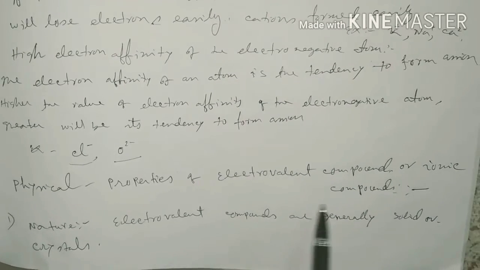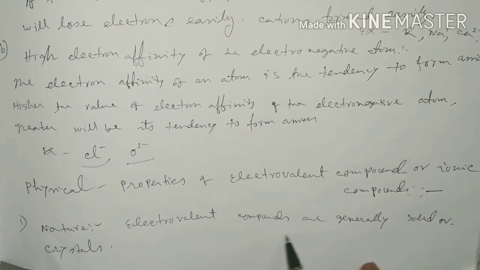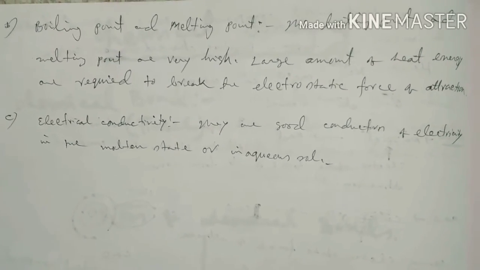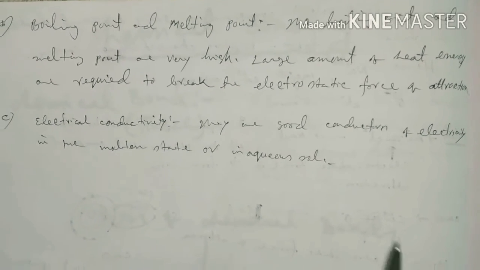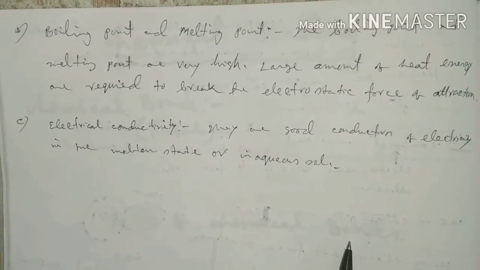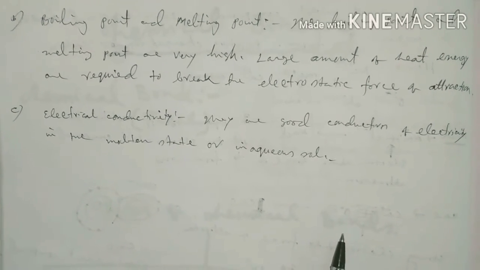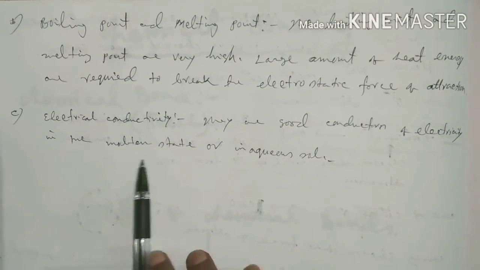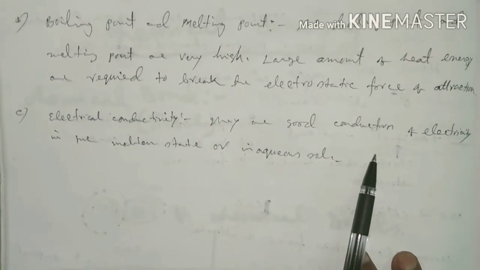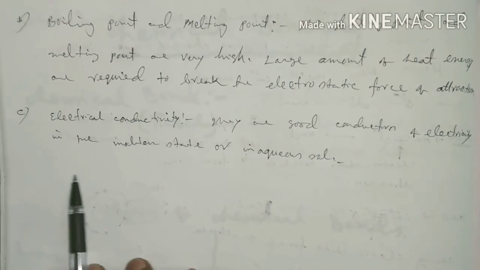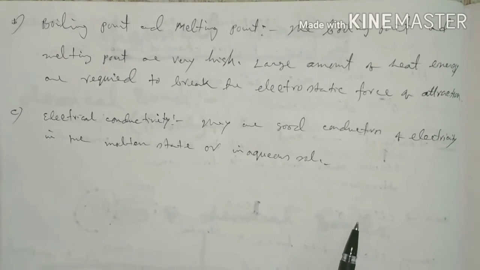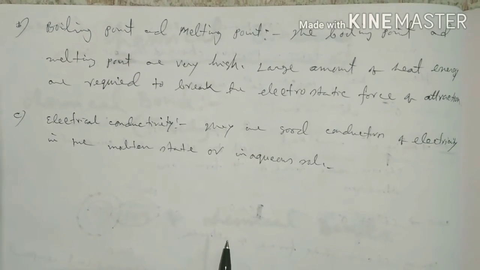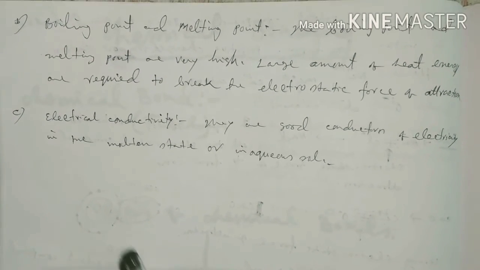Now physical properties of electrovalent compounds. Nature: electrovalent compounds are generally solids or crystals. The boiling point and melting point of electrovalent compounds are very high. A large amount of heat energy is required to break the electrovalent force of attraction. Electrical conductivity: they are good conductors of electricity in the molten state or aqueous solution. All electrovalent compounds are good conductors because one is metal, other is non-metal.